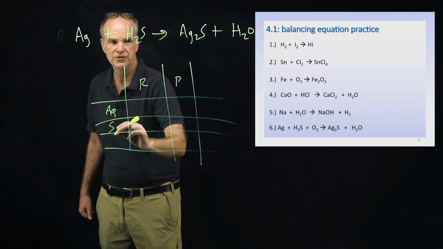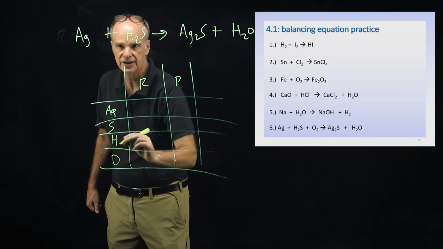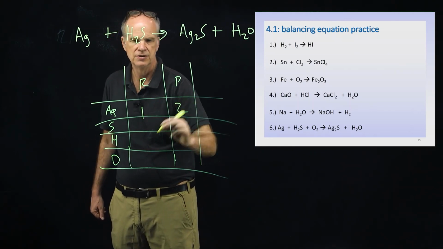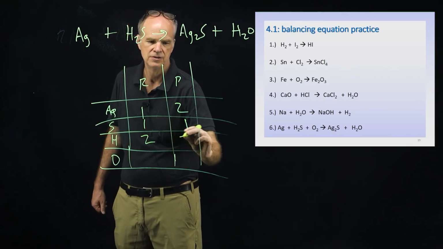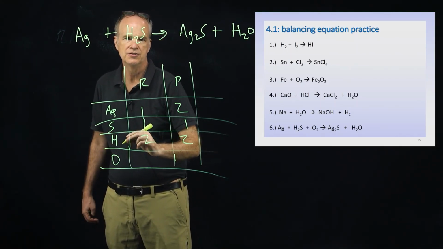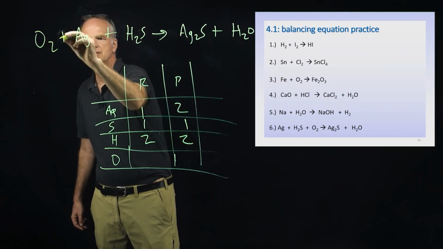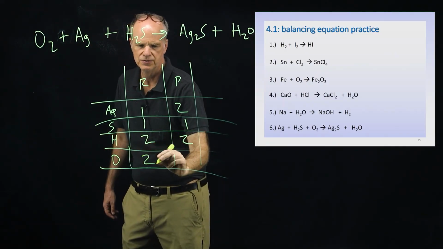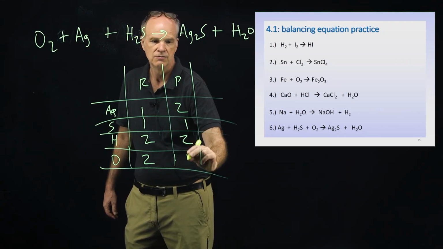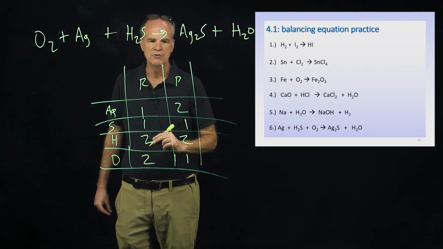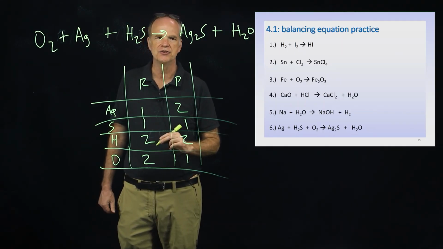So it looks like sulfur, hydrogen, and oxygen. Okay, so let's do our counts really quick. Oxygen, oh, let me put oxygen here. That's fine. Now we're good. So 2 and 1. Okay, so what do we have balanced so far? We have sulfurs balanced and we have hydrogens balanced. And so we need to balance oxygens and silvers.